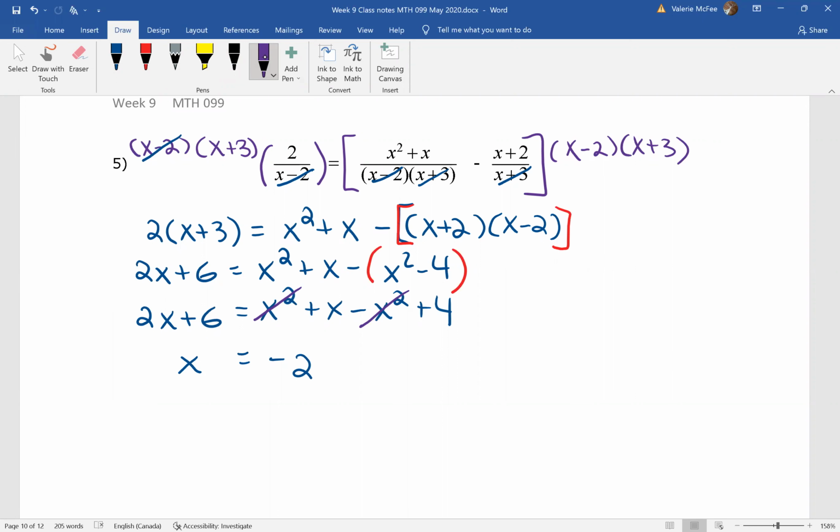I subtracted x from both sides, subtracted 6 from both sides, and found that x equals -2. Remember, when you're solving a rational equation, you always need to check your solutions by substituting x into the factors in the denominator. None of these give a factor of 0, so x equals -2 is our solution.